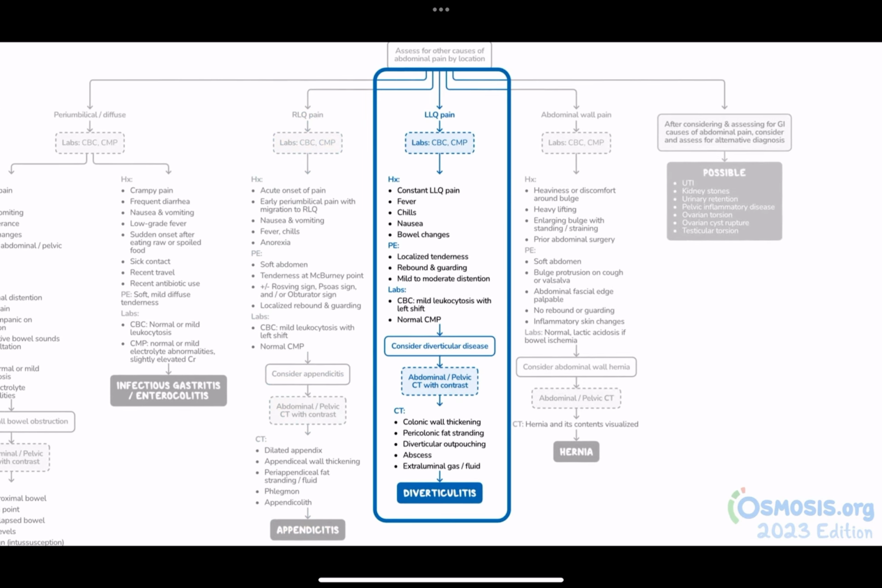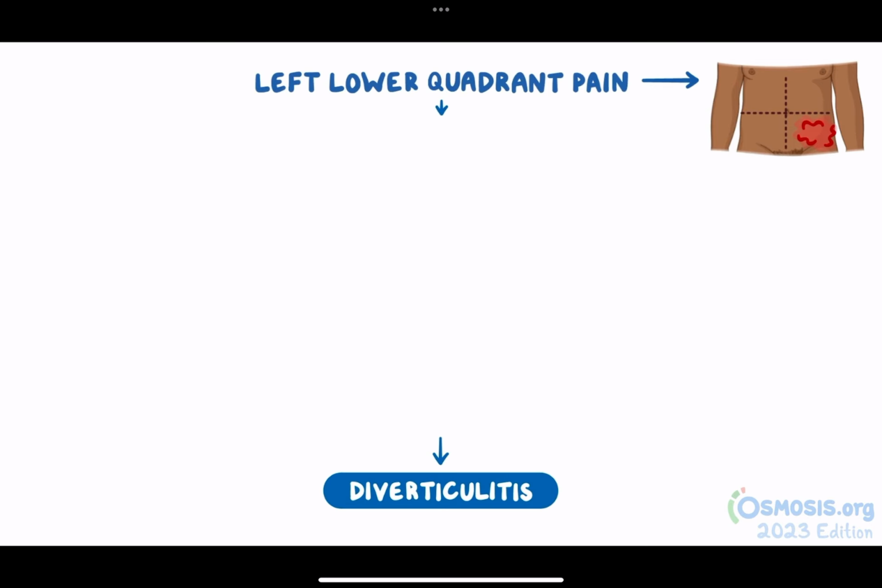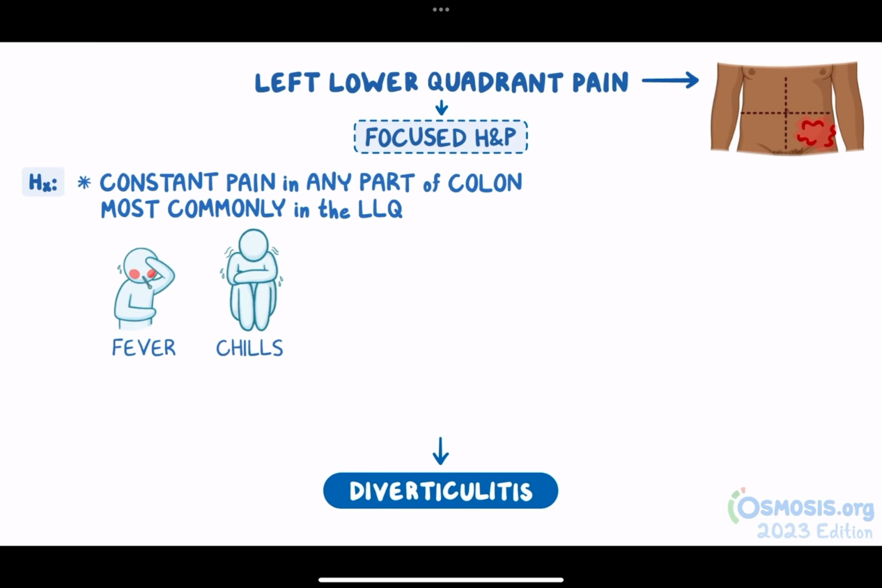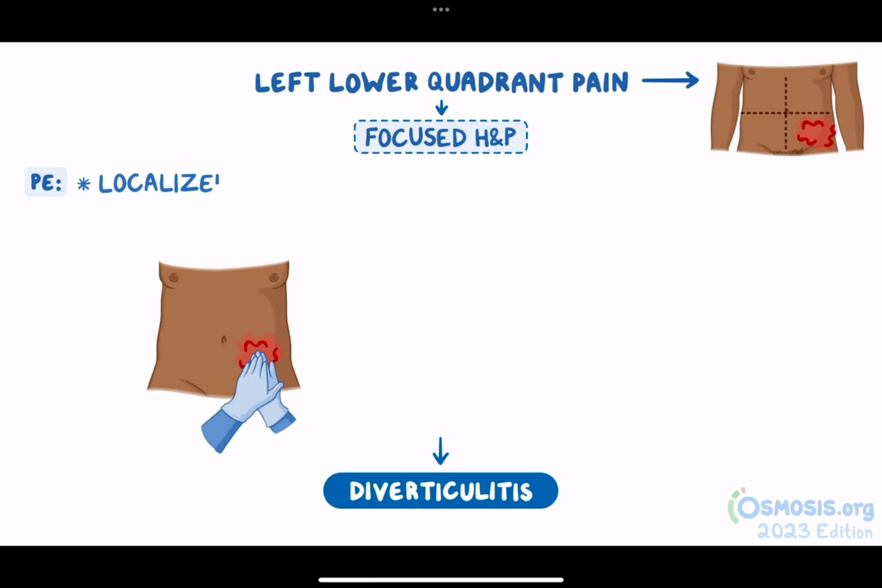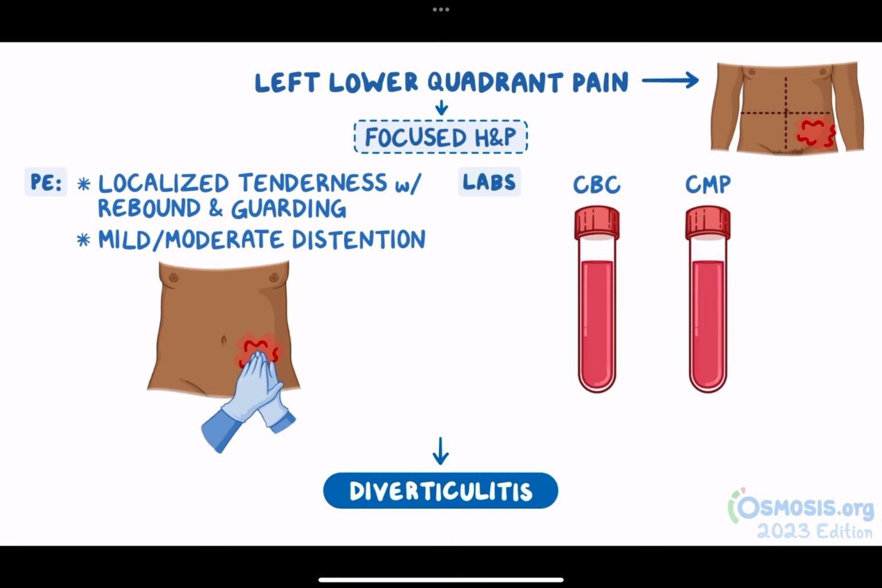Alright, let's move on to the lower left quadrant pain, which can be caused by diverticulitis. Start with focused history and physical. Patients with diverticulitis often report constant pain in any part of the colon, but most commonly in the lower left quadrant with fever, chills, and bowel changes like constipation or diarrhea. You might find localized tenderness with rebound and guarding with mild to moderate distension on the exam. Then you'll need to order labs like CBC and CMP, which usually show mild leukocytosis with a left shift.